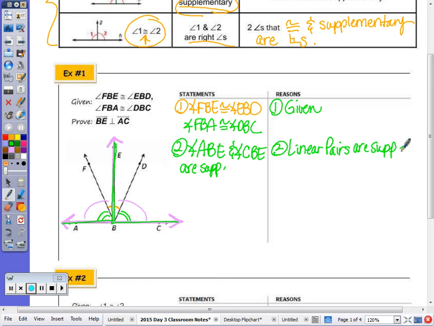Now, if there's a way that I can get them to be congruent, we're done. Because a linear pair of congruent angles means the lines are perpendicular. So think about that.